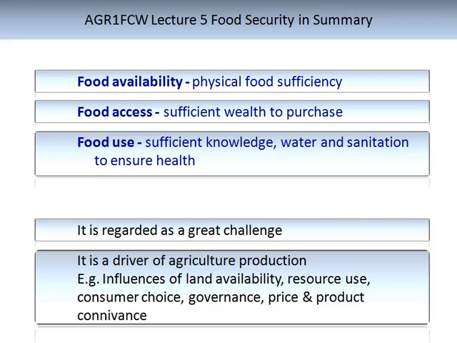Food security is certainly a driver of agricultural production. Its influences, however, are complicated. It can influence land availability, resource use, consumer choice, governance, price, and product convenience. Production will have to note and be aware of nutritional content, accessibility, and affordability, both in the production and the supply. In order to meet all of these requirements, good efficiencies will need to be undertaken in this industry.